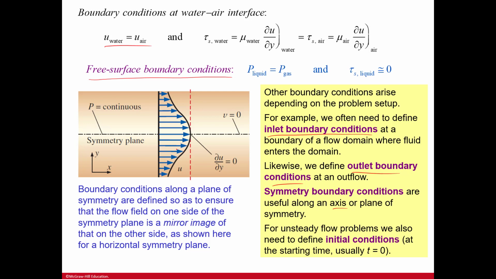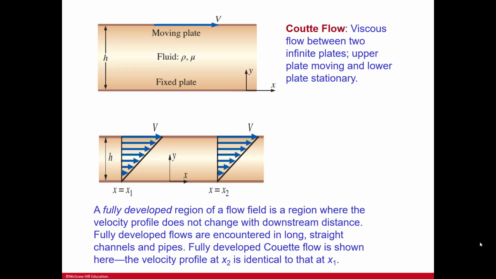For unsteady flow problems, we also need to define the initial conditions, the starting time, and we usually take t equal to 0. So here we look at Couette flow, which is the viscous flow between two infinite plates. The upper plate is moving and the lower plate is stationary.